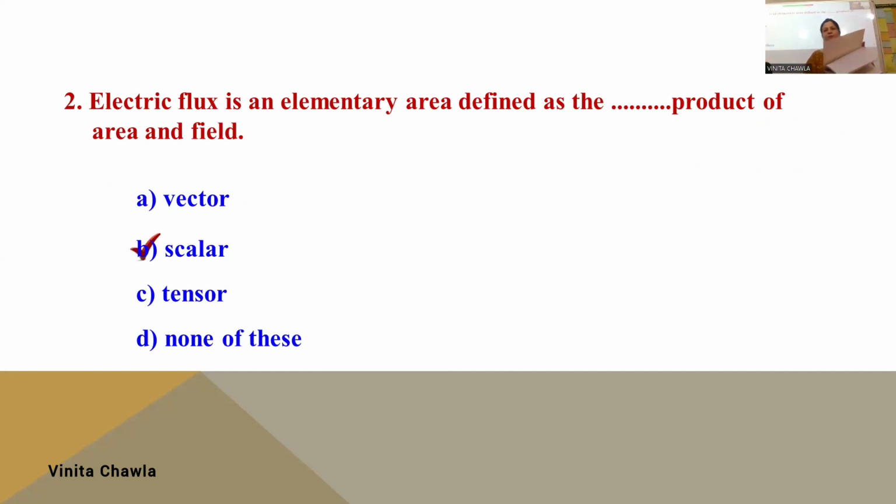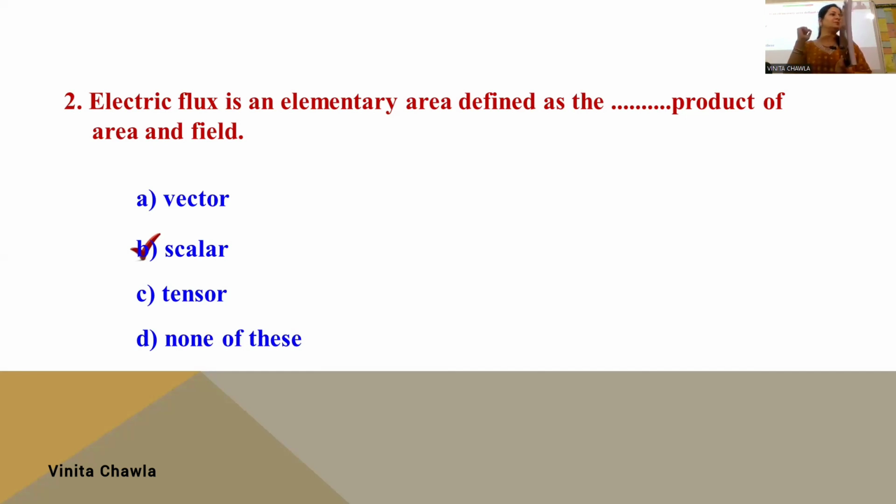See, we have this surface. This notebook we are considering as the surface, and this surface is placed perpendicularly to the electric field. So this is the direction of electric field, and this is the area element. Where do we take the direction of area vector? Normal to the surface, ma'am.